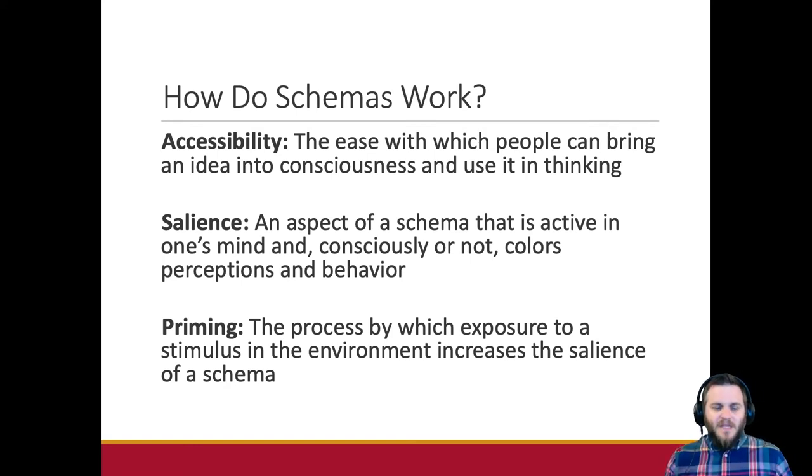An aspect of a schema that is active in one's mind, consciously or not, colors perception and behavior. This is the salience of the information, okay? Accessibility is tied to unconscious processing. That unconscious processing occurs even before you know that you're accessing a schema. The accessibility feature here is called priming. Priming increases the salience of a schema and makes it more accessible. And a lot of the times this is done without your knowledge, because this is like automatic type one thinking.